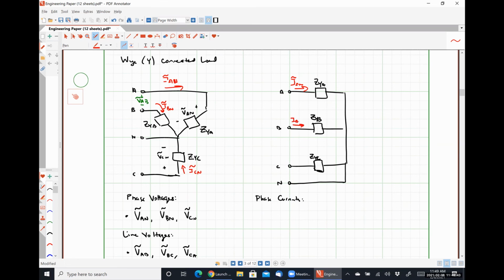And if we wanted to throw some on this side, IAN, IBN, ICN, IAN, IBN, ICN, and IAB, IBC, etc. So, as I just pointed out, our phase currents are IAN, IBN, and ICN.